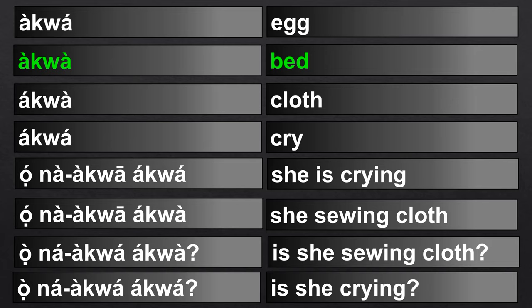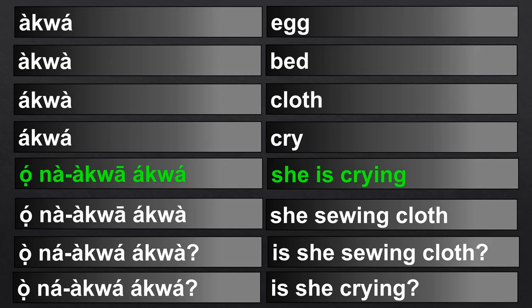We have akwa, which is low to the first vowel and low to the second vowel. Akwa is bed. Low, low. We have akwa, which is high, low. Akwa is cloth. And we have akwa, which is high, high. Akwa is cry.